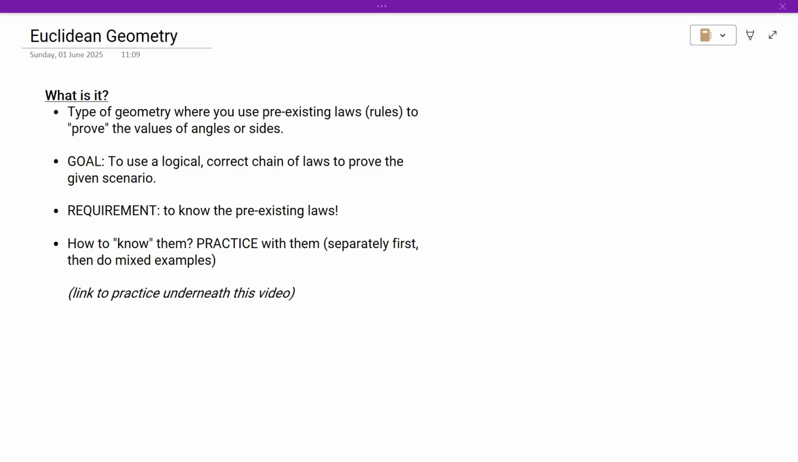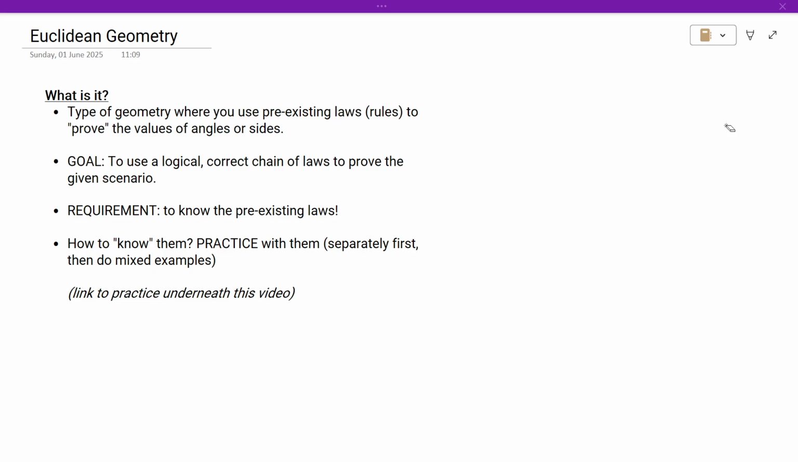So first things first, what is Euclidean geometry? Well, it's a type of geometry where you use pre-existing laws, also called rules, to prove the value of angles or sides. Now, the goal of this type of geometry is to use a logical, correct chain of laws to prove a given scenario. Now, the requirement for this exercise is to know the pre-existing laws.